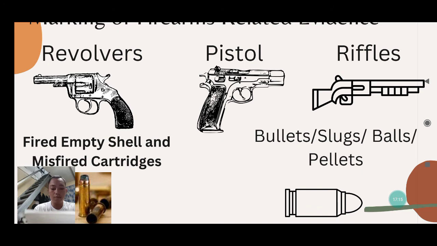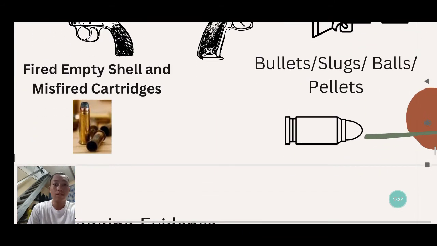Rifles should be marked on the barrel, frame, magazine, or bolt or slide. All magazines and accessories should be marked. Fired empty shells and misfired cartridges must be marked near the mouth of the shell, not on the body or base. Bullet slugs or ball pellets can be marked on the ogive or nose as well as on the base, not on the body or bearing surface.